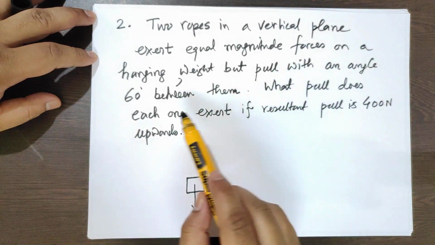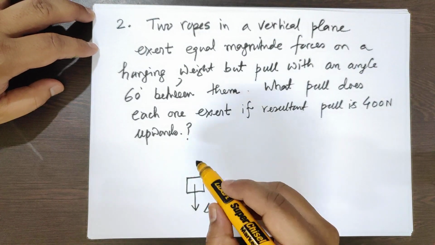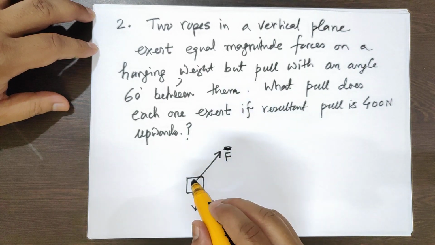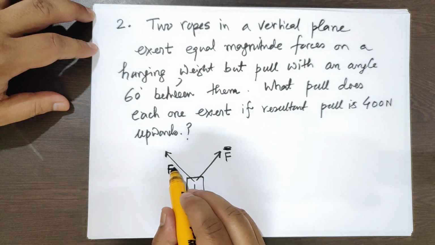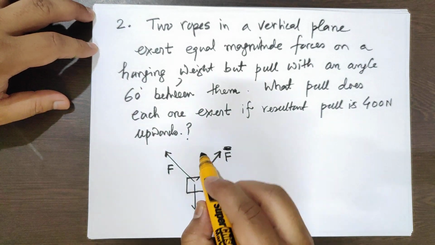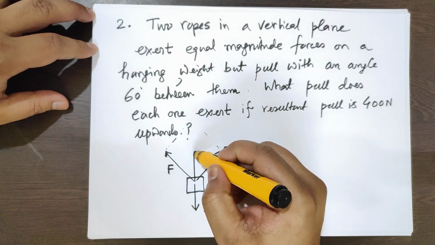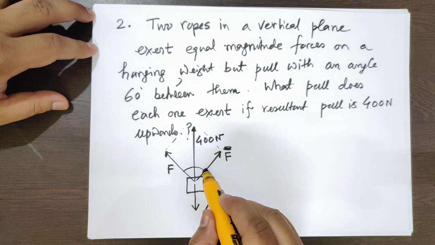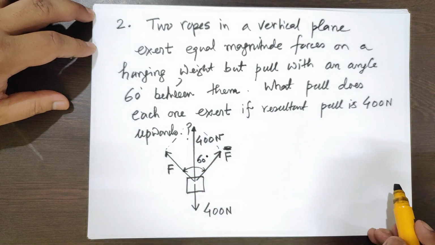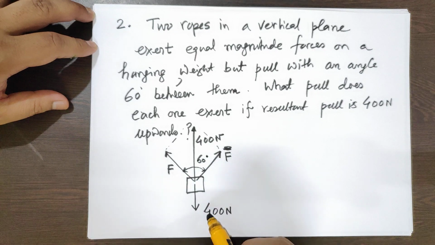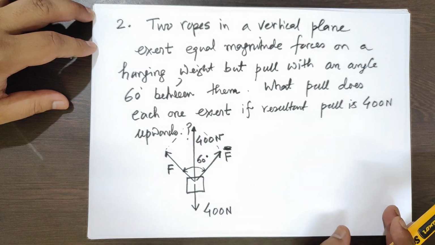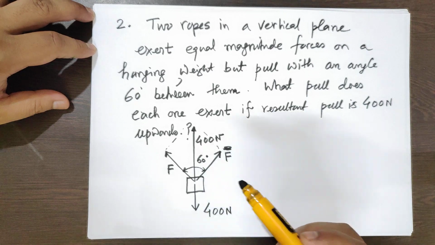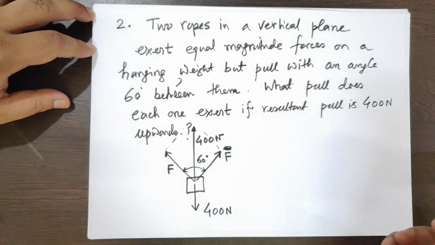because it is given what pull does each one exert. If resultant pull is 400, that means these two vectors, suppose each is force F, so I will write the magnitudes F only. Forces vectorially they are not same, no? So I write these two, their resultant will be obviously 400 Newton, and this angle between them is 60°. Now this 400 will balance this 400. The resultant pull of the rope will balance the weight, so obviously the weight is 400 Newton, though it is not given in this problem.